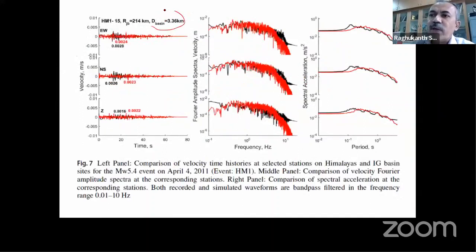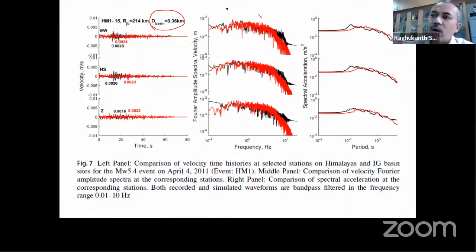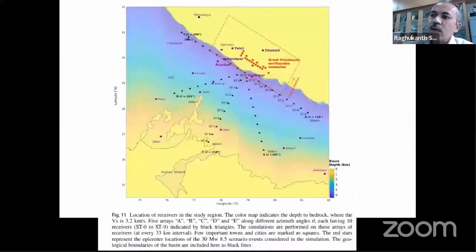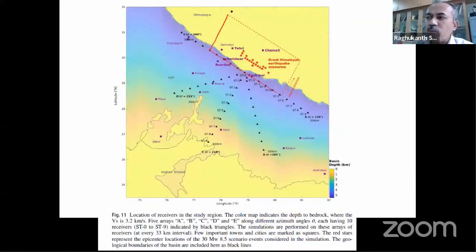Now this is at a place where the basin is 3.36 kilometers deep. Here also you can see, of course, because the simulations are valid from 0 to 10 hertz, there are some small differences, but overall they are in agreement with the recorded data. Like this, we have calibrated our broadband models for the entire Ganga basin. We use these simulations for a hypothetical earthquake. Most of you may know that in the central seismic gap, they say a magnitude 8.5 earthquake is going to occur. You would have seen many papers, and many people have simulated this earthquake also.